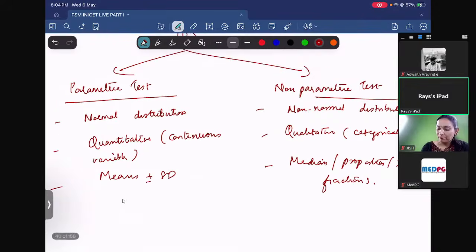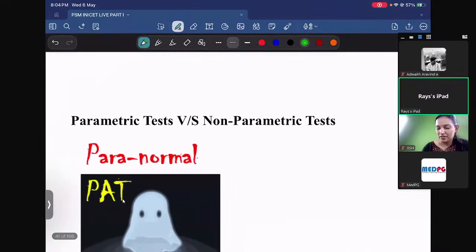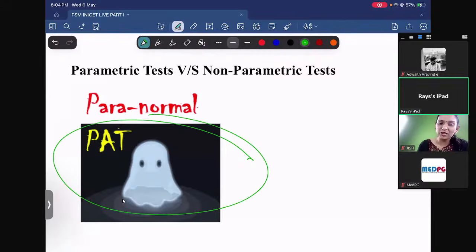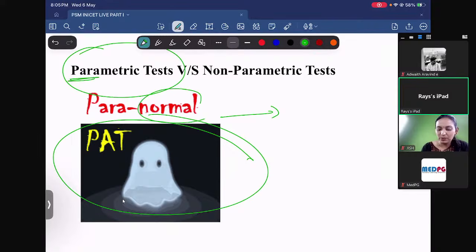And what are the examples? Remember PAT for parametric test. Here's your PAT, PAT the ghost. Just like you had Casper the ghost in the test for significance, our ghost which is going to help you is PAT. PAT the ghost will help you remember the names of parametric tests. Ghosts are paranormal activity, right? So you can remember that para is normal distribution. Normal distribution data will go for a parametric test. So, paranormal.